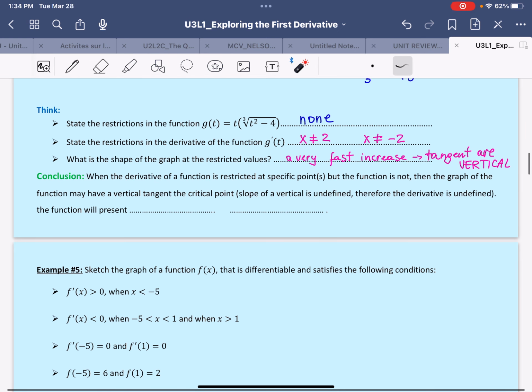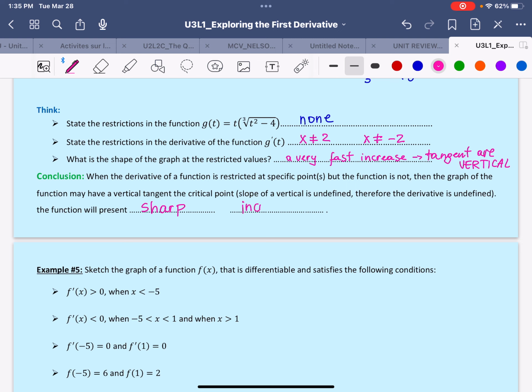So in conclusion, we're going to say that when the derivative is restricted at a specific point, but the function isn't, then the graph of the function may have a vertical tangent at the critical point. So the slope is undefined, so derivative is undefined, and the function will present a very sharp increase or decrease for that matter. So it can go either way around. So we're going to write both increase or decrease.